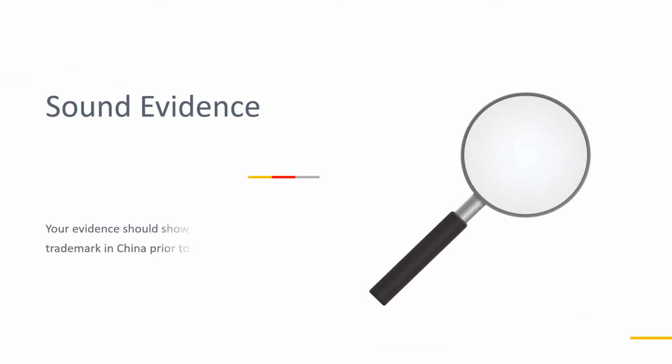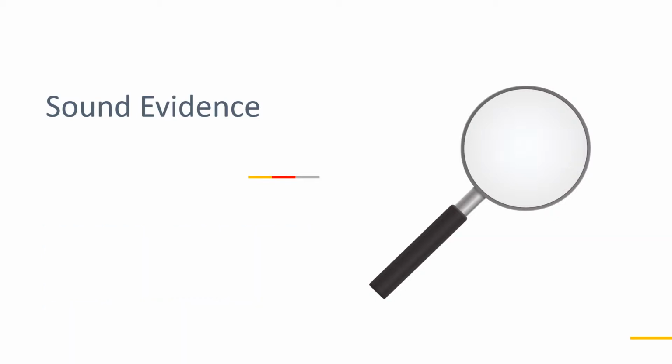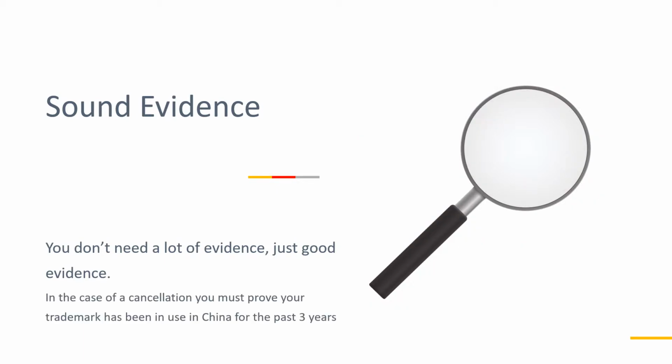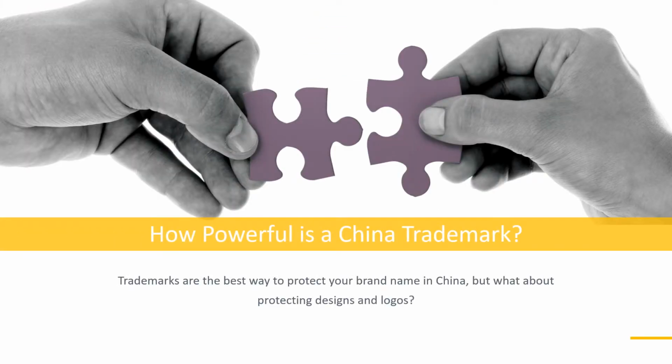It is advisable to have this evidence in hand before you apply for trademark registration. In these cases, the best evidence will show that your trademark has been in use in China for a long time previous to filing. Remember, you don't need abundant evidence, just sound evidence that timestamps your trademark in China. In the case of a cancellation, you only need to prove that your trademark has been in use within the past 3 years.